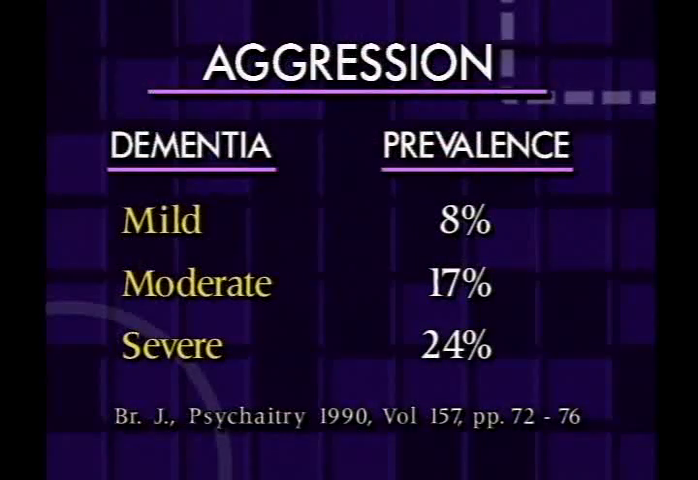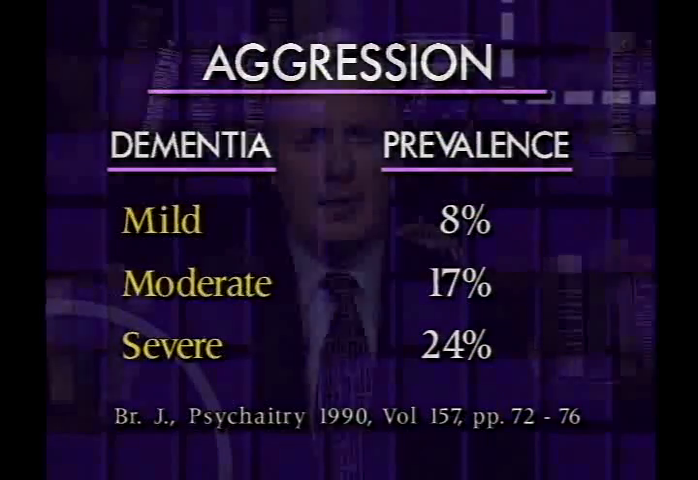Let's look at some of the more common symptoms. Aggression, for instance. We see that if you look at the three stages of dementia, mild, moderate, and severe, that aggression becomes more frequent as the dementia progresses. So, for instance, while mildly demented patients have a prevalence of 8% for aggressive action, up to 25% of patients with severe dementia will demonstrate aggressive behavior.